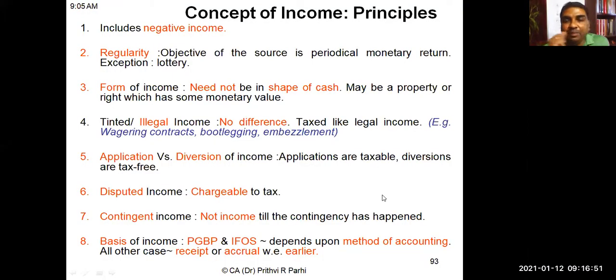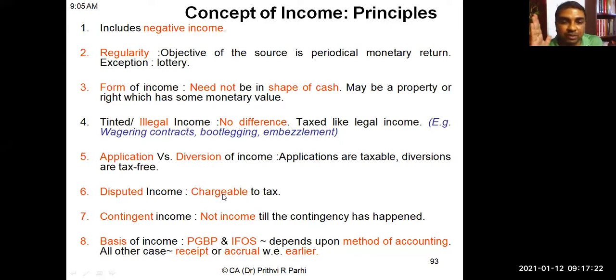Right. Now, application versus diversion you have understood. Disputed income: income might be disputed, and disputed incomes are also taxable. They are also income. Even if there is some dispute, let us say you got a house property and there is some dispute, but if the income is chargeable, it will be taxed under the head income from house property.